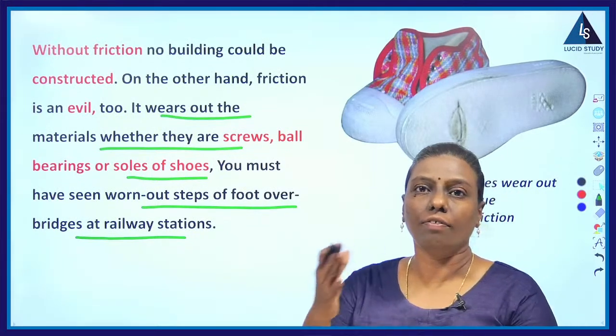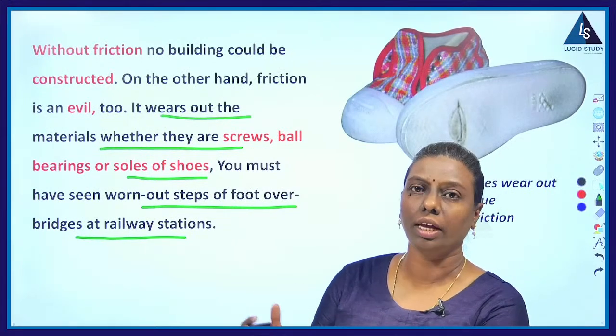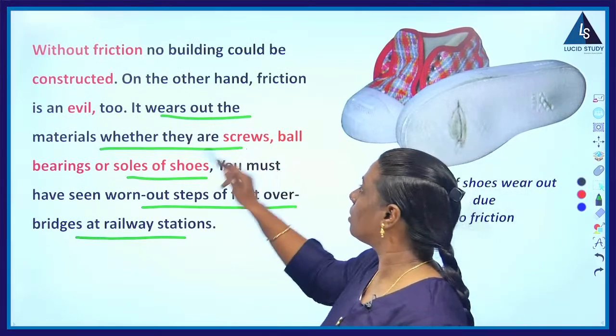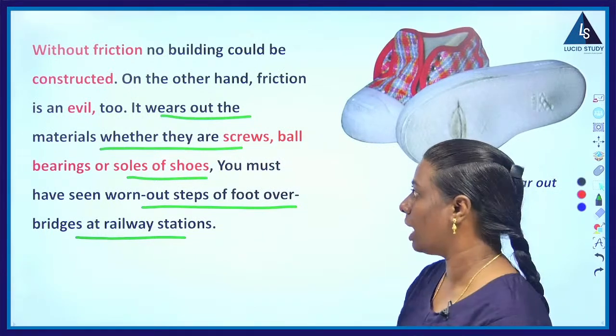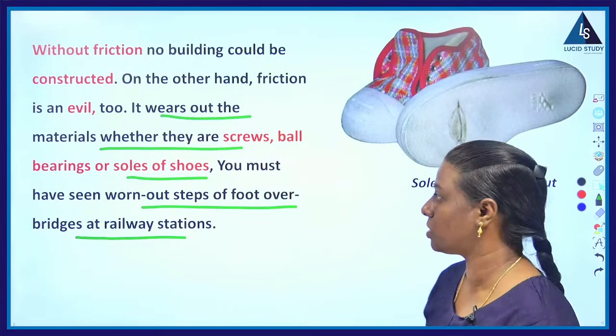So that is the friction, it is going to remove the first layer of the shoes. When you are walking, due to the friction, the first layer gets worn off. So there are screws where you can see the first layer will be worn out, and also the ball bearings or the soles of the shoes.